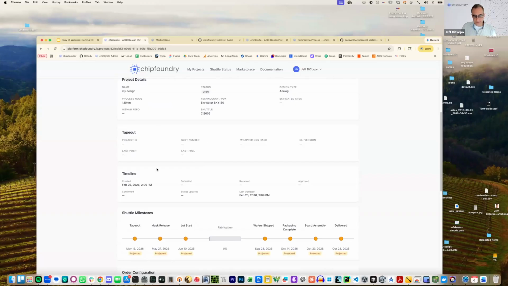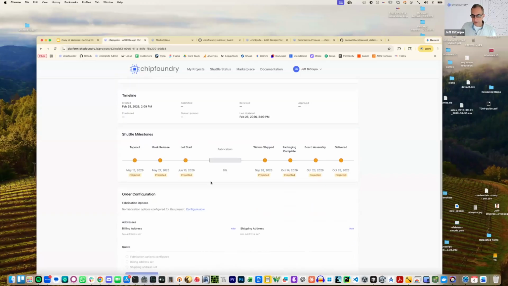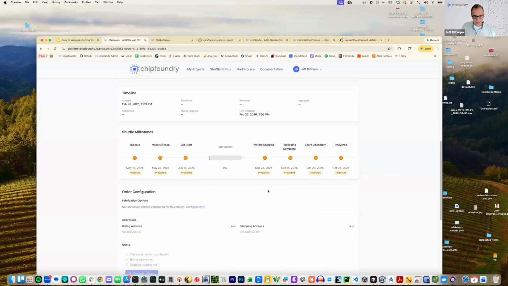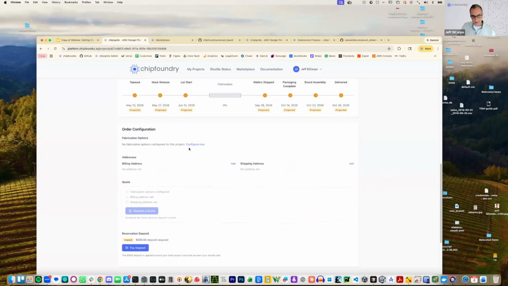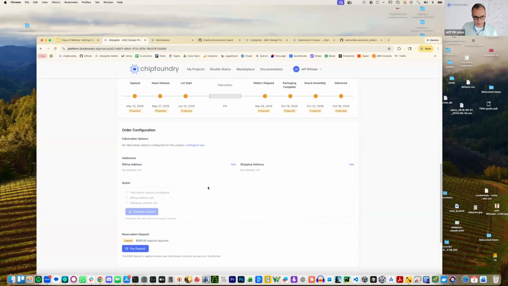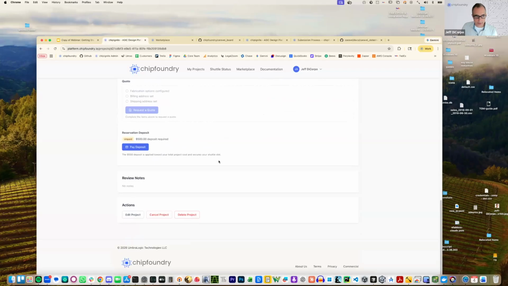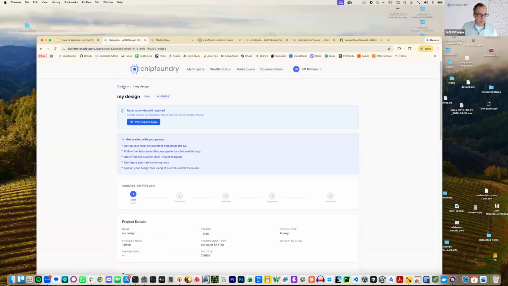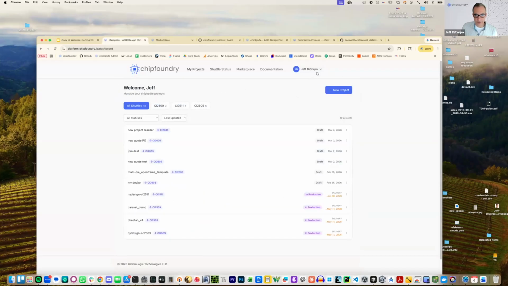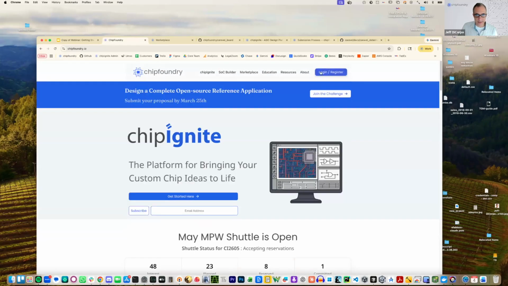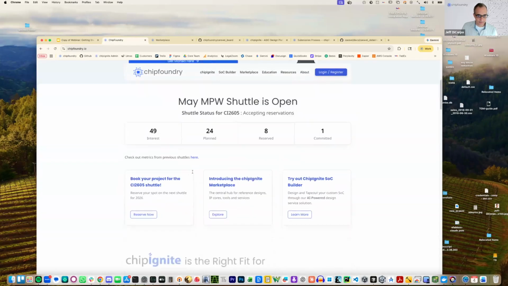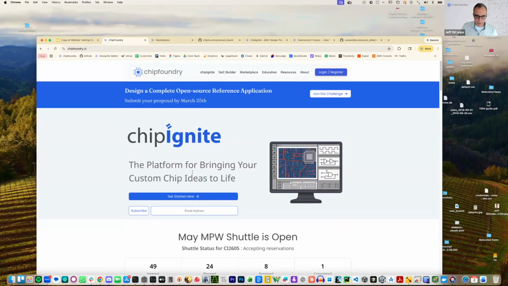It also will provide you information regarding your tape out, the overall shuttle, milestones and timing and status. If you're submitting a regular ChipIgnite order, you can configure your fabrication options and confirm your billing and shipping addresses through this process as well. There's going to be more to come, but that's relatively new, and I encourage you to check that out. You can register just by going into the main site and hitting the login register button, and you can use GitHub or Google or just a user password to register.